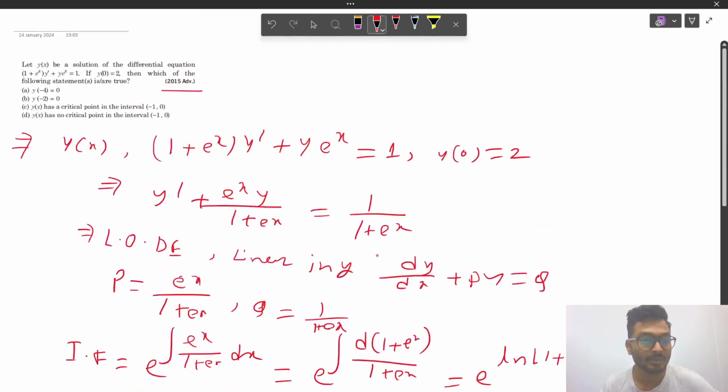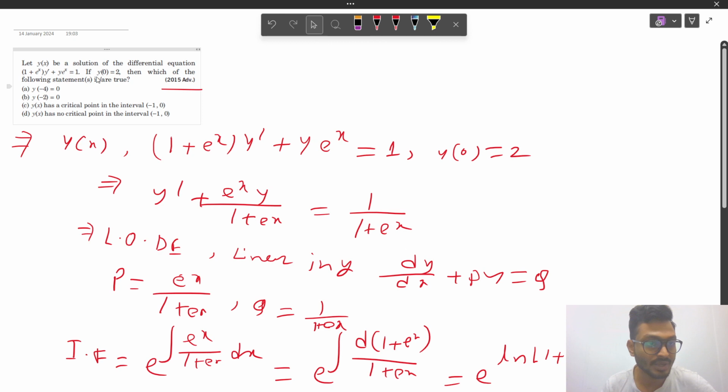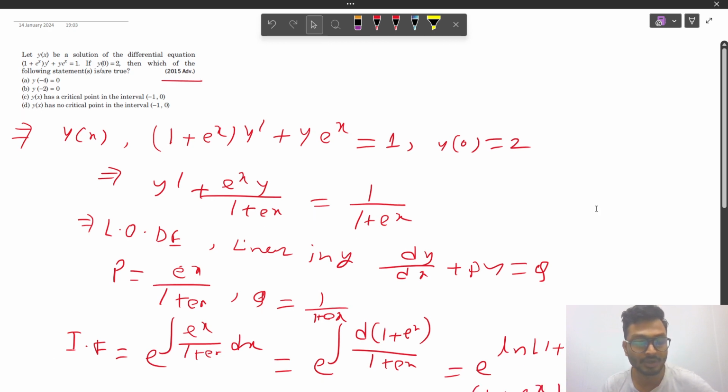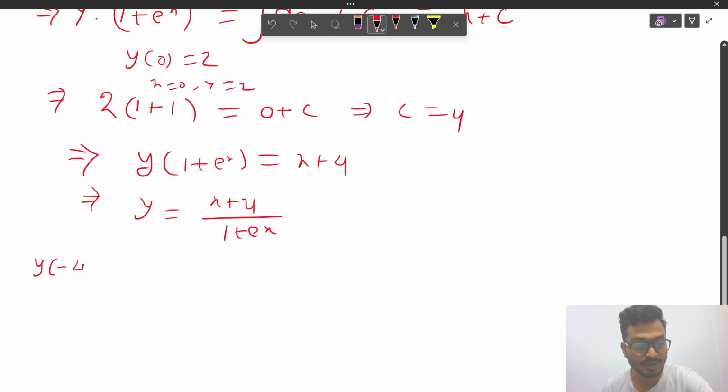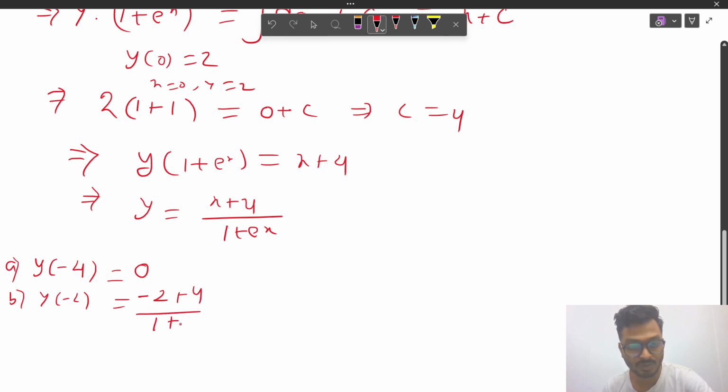Now let us look at the options. y(-4) = 0, first option. So check y(-4). What will be y(-4)? y(-4) equals 0. And also we have to check y(-2). y(-2) equals (-2 + 4)/(1 + e^-2). This is not equal to 0. So our first option is correct. The second option is not correct.